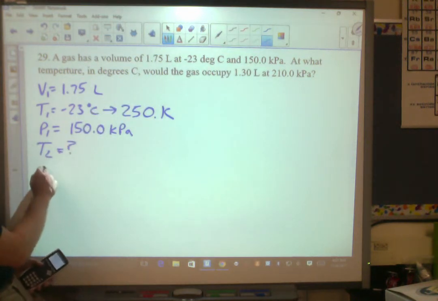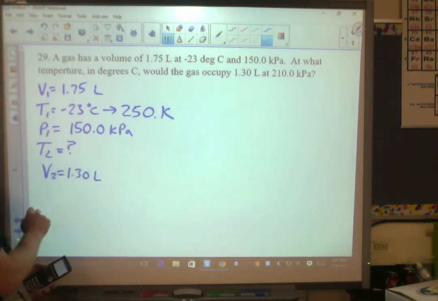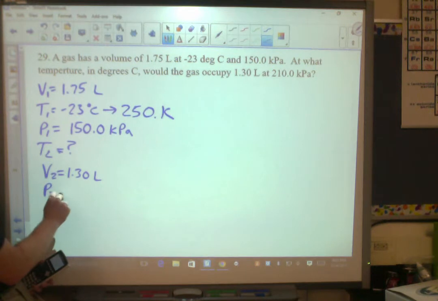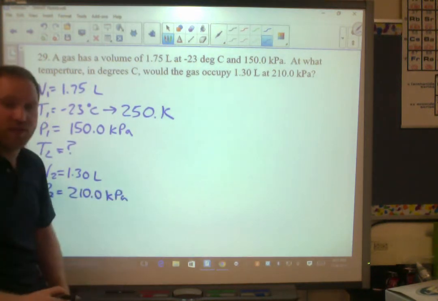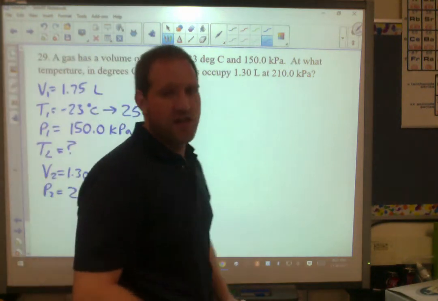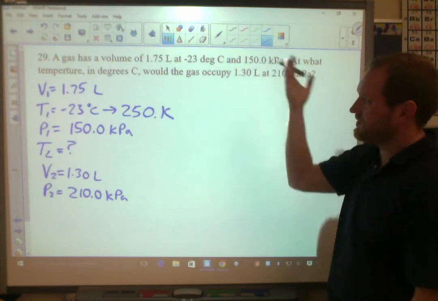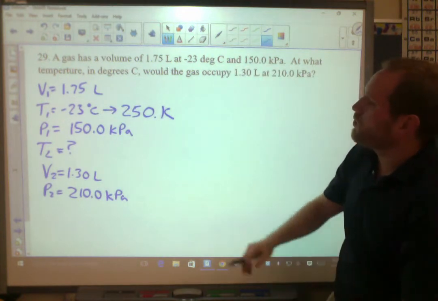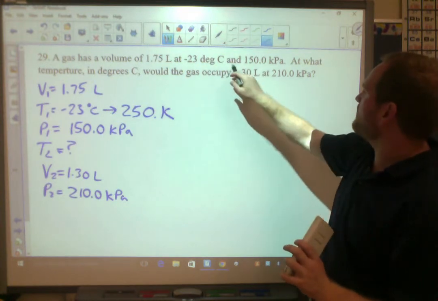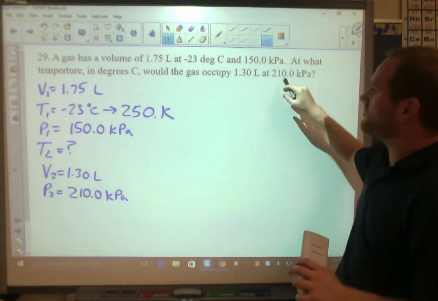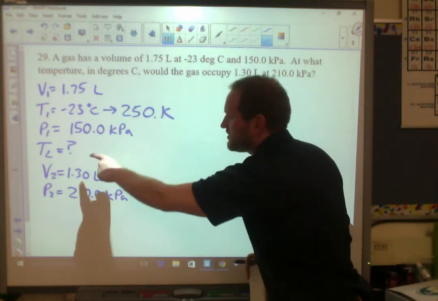The gas would occupy a new volume, V2 equals 1.30 liters, and a new pressure, P2 is 210.0 kilopascals. So this is that second type of problem I mentioned. Nothing's held constant here, except of course, the number of particles. It just doesn't mention anything about that. We're changing the volume and we're changing the pressure and we're saying what's the new temperature going to be. So I give you 5 variables, you solve for the 6th.